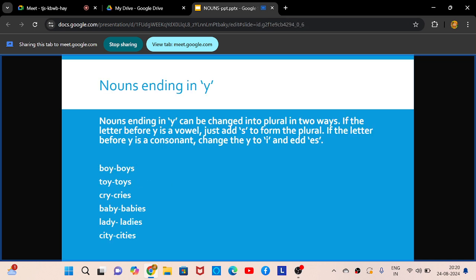Okay, now moving to this one, this is interesting. Nouns ending in y. How can we pluralize words that end in y? Nouns ending in y can be changed into plural in two ways. Before I tell you the two ways, let us first look at the examples: boy, boys, toy, toys, cry, cries, baby, babies, lady, ladies, and city, cities.